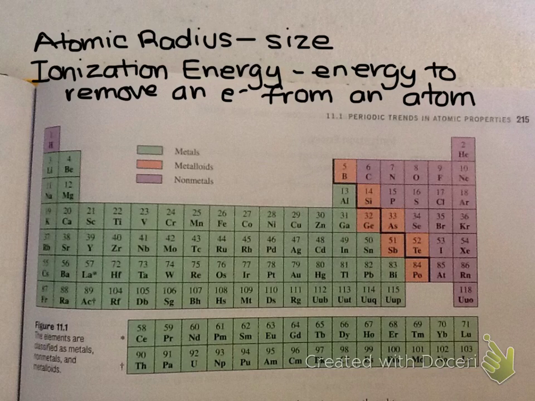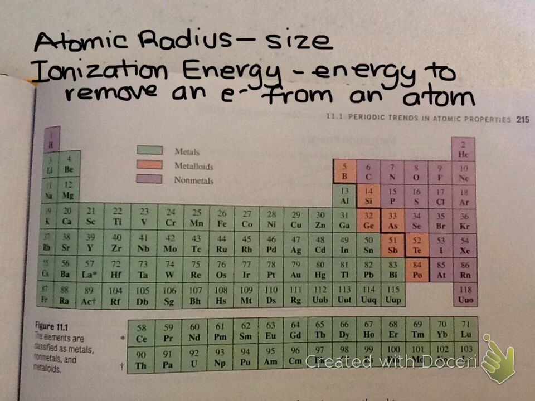So the other two types of trends are atomic radius, which you can think of as the size of the atom, and then ionization energy, which is the energy to remove an electron from the atom. And we're going to be thinking about the energy that it takes just to remove the one outermost electron. So let me change colors here of my pen so we can get a different idea about these trends, so we can put them next to each other.